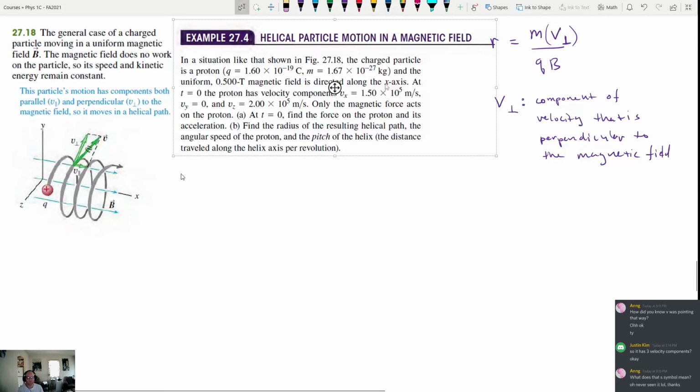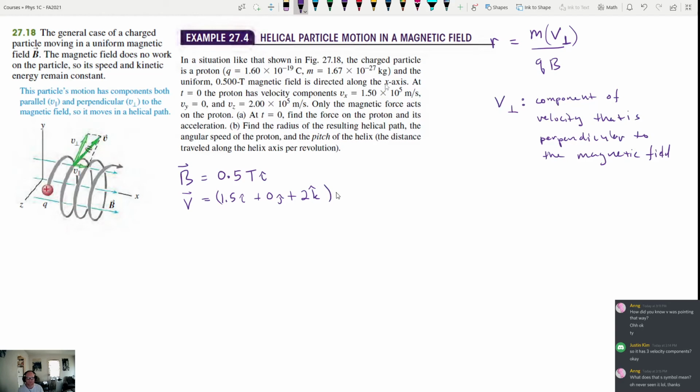So we could say that B is equal to 0.5 Tesla times I hat. At t equal to 0, the proton has velocity components Vx equal to 1.5 times 10 to the 5th meters per second, Vy equal to 0, and Vz equal to 2 times 10 to the 5th meters per second, right? So we can actually write our velocity as a vector now. It has components of 1.5 I hat plus 0 j hat, which you don't really need to write, but I'll write it anyway, plus 2 k hat, and then all of that is times 10 to the 5 meters per second.